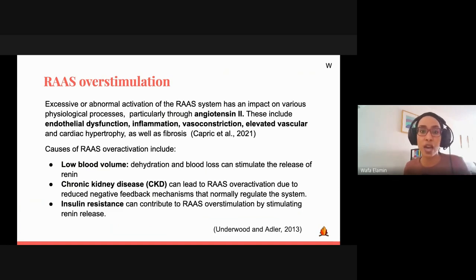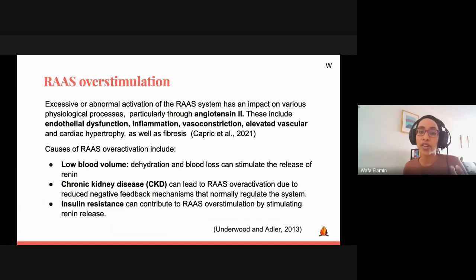So it's going to increase hypertension in the body. So there are some scenarios when you can have RAS overactivation. Naturally and normally you can get RAS activation when there's low blood pressure and dehydration and blood loss, but that's just to maintain the blood volume.